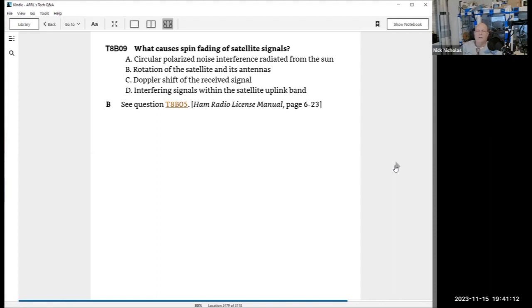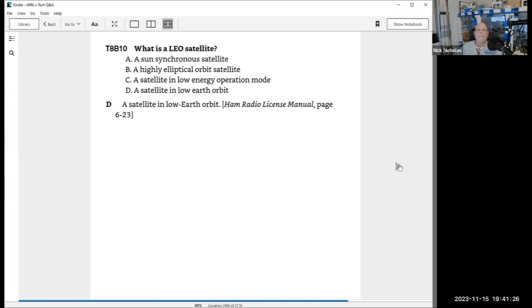If you imagine the antenna spinning around the body of the satellite, sometimes the satellite in that spin is momentarily blocking the signal. Sometimes it's not. Sometimes the angle is towards you. Sometimes it's away. That sort of thing. What is an LEO satellite? Well, that's a low orbiting satellite. So that would be D.